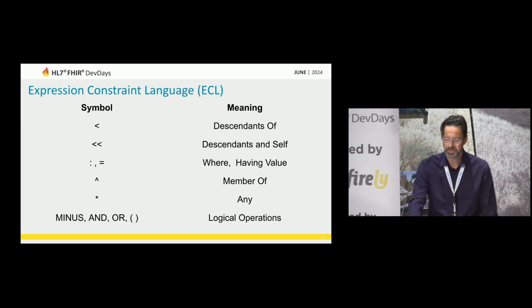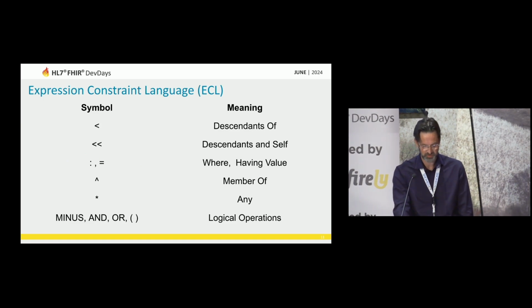Expression constraint language is, I think, the most powerful feature of SNOMED CT. ECL gets used all over the place: in our template language, machine-readable concept model, reporting, and our specification of ref sets, and we'll see shortly how it can be used in FHIR value sets.